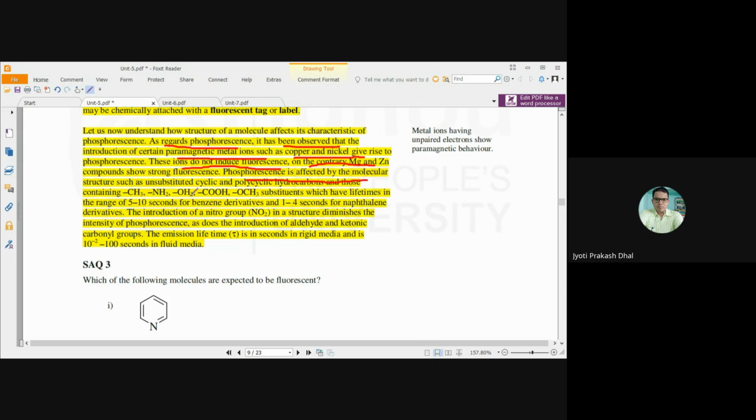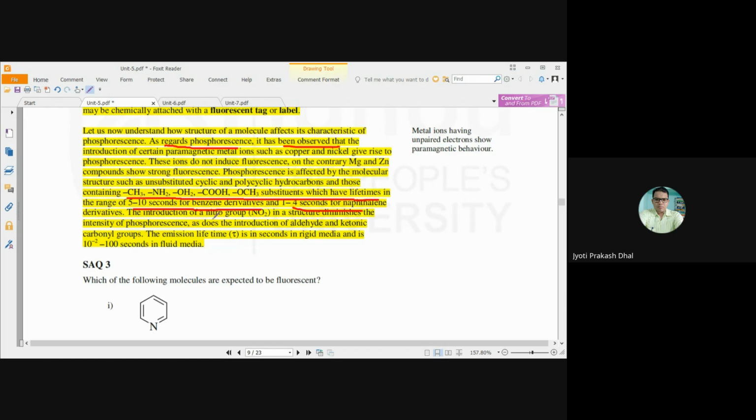Phosphorescence is affected by molecular structure, such as unsubstituted cyclic or polycyclic hydrocarbons and those containing methyl group, NH2 group, OH group, carboxylic acid group, OCH3 group substituents, which have lifetimes in the range of 5 to 10 seconds for the benzene derivatives and 1 to 4 seconds for the naphthalene derivatives. So if these groups are introduced in the benzene derivative, the lifetime of the phosphorescence will be 5 to 10 seconds. But for the naphthalene derivative, the lifetime is 1 to 4 seconds.